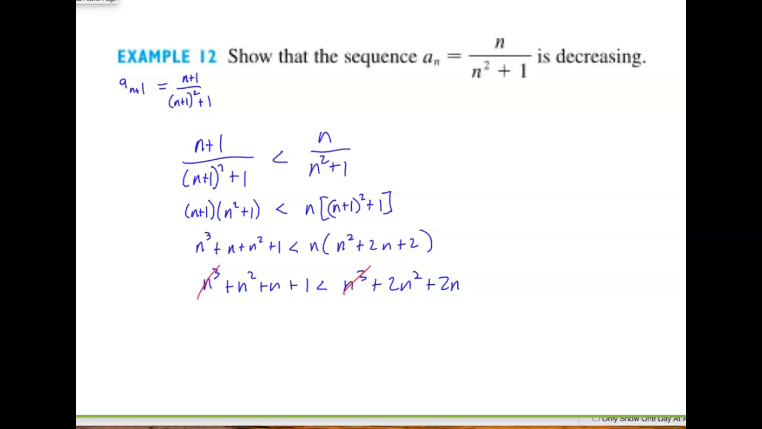I'll go ahead and subtract the n squared and the n from both sides. And I get that 1 is less than n squared plus n. And that's immediately true because remember, n starts at 1. So n is greater than or equal to 1. If we plug in 1 there, we get 1 is less than 2, which is true. Therefore, our sequence a_n is decreasing.